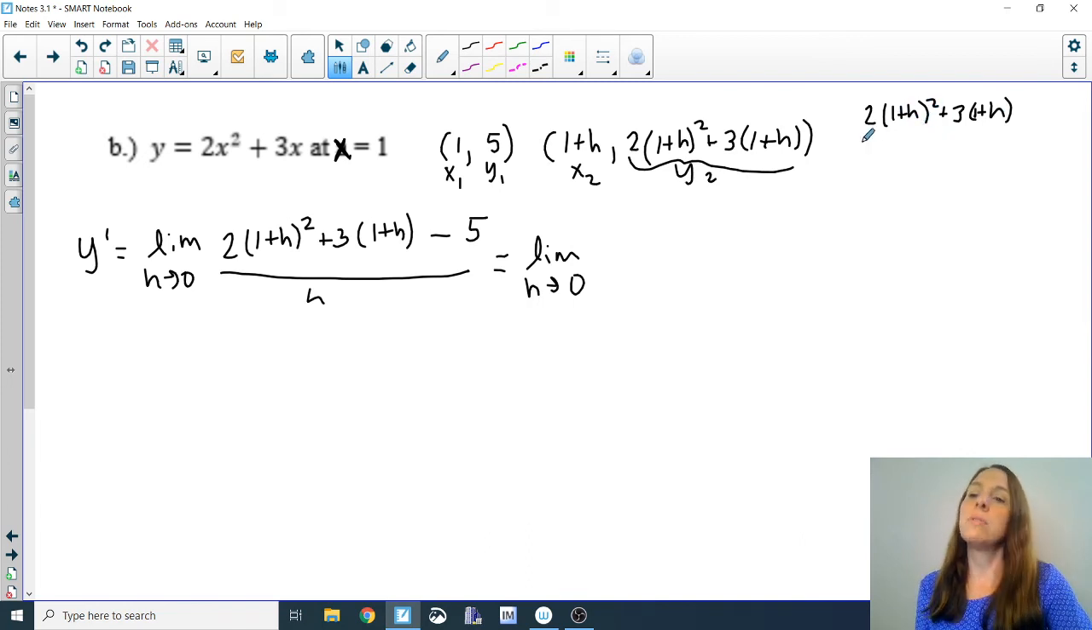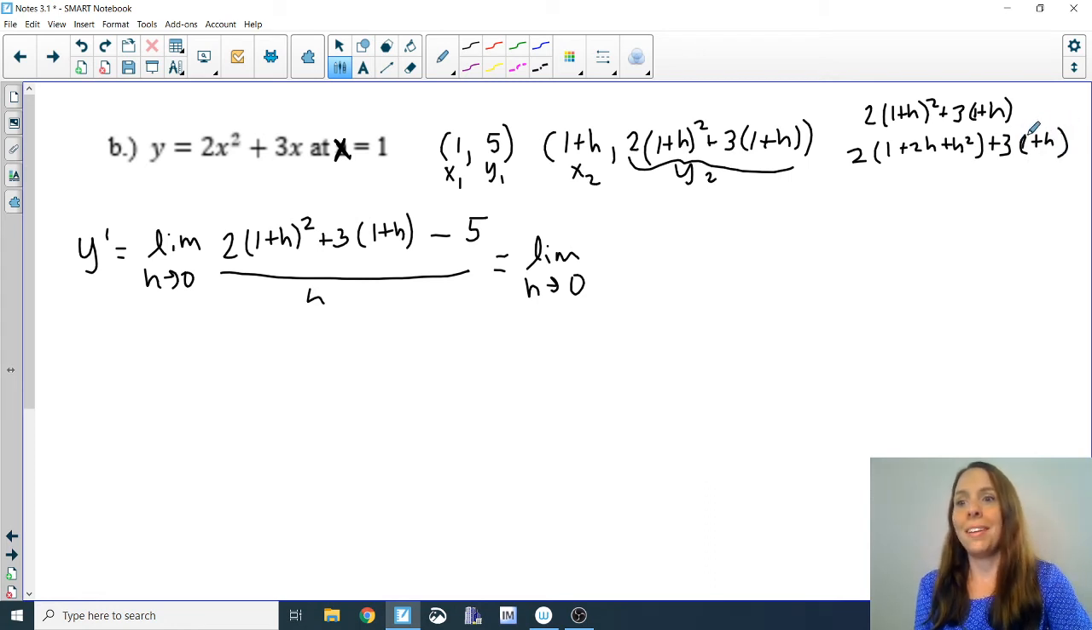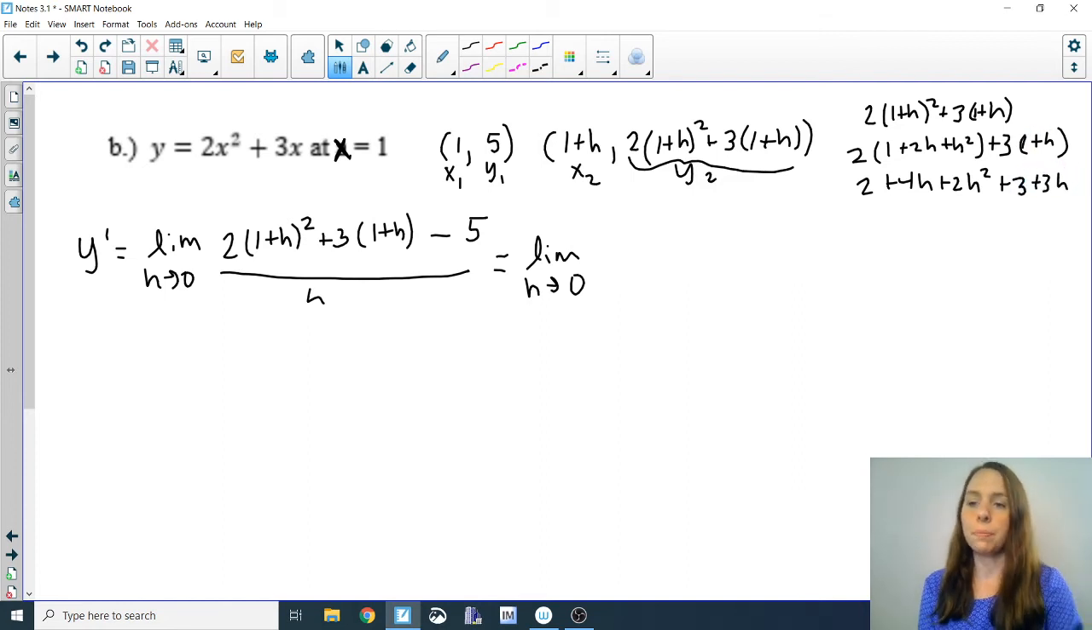All right, so let's FOIL this, and we have 2 times 1 plus 2h plus h squared plus 3 times 1 plus h. See, I did it again. There's a 1 right there, okay? Let's distribute, and we have 2 plus 4h plus 2h squared plus, let's distribute the 3, and we have 3 plus 3h.